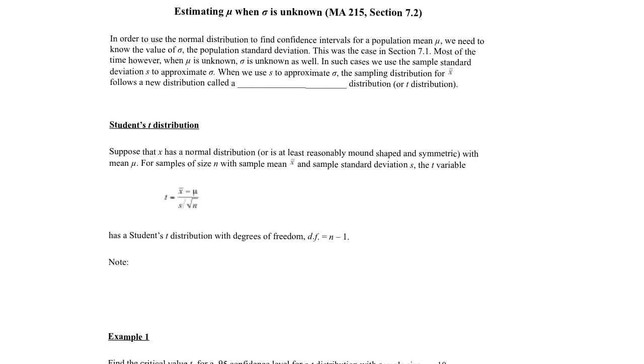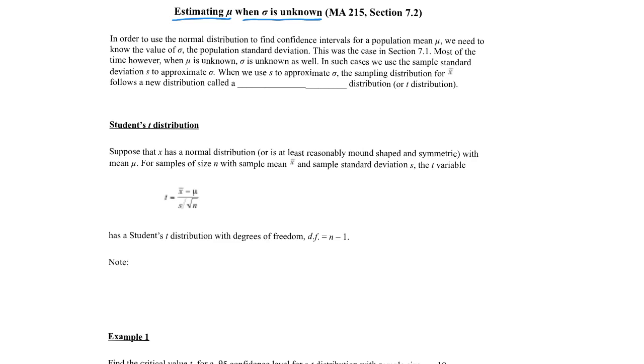So section 7.2 is more confidence intervals. This time, though, it's a little bit more realistic case. We're still estimating the population mean, but this time we do it when sigma is unknown, which is way more likely to be the case.